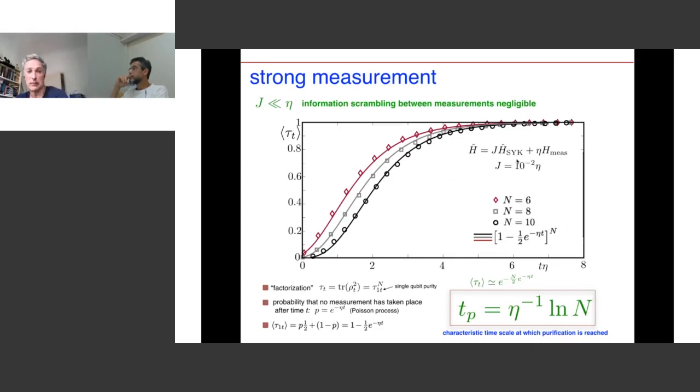And we see that this very nicely describes our simulations of the measured SYK models for small ratios, where the coupling constant of the SYK model is 100th, let's say, of the measurement rate. So this works quite well. And the important information here is that the characteristic timescale on which purification is reached is growing logarithmically in the number of particles. This is shown here in the inset, where we see how the purity approaches 1 in the long time limit, and it follows nicely this prediction. And the typical timescale, as said, is logarithmically growing with the system size.